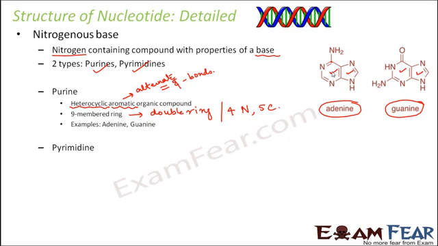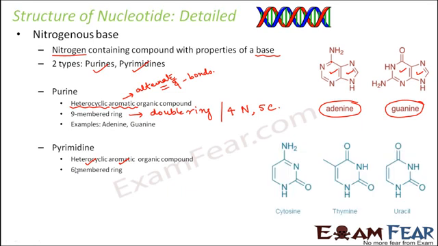Let us talk about pyrimidines now. These are also heterocyclic aromatic organic compounds. So they will also have alternate double and single bonds. They will also have atoms from at least 2 different elements. For example, these are examples of pyrimidines: cytosine, thymine, and uracil. Here you do not have a double ring structure. You have a single ring system.